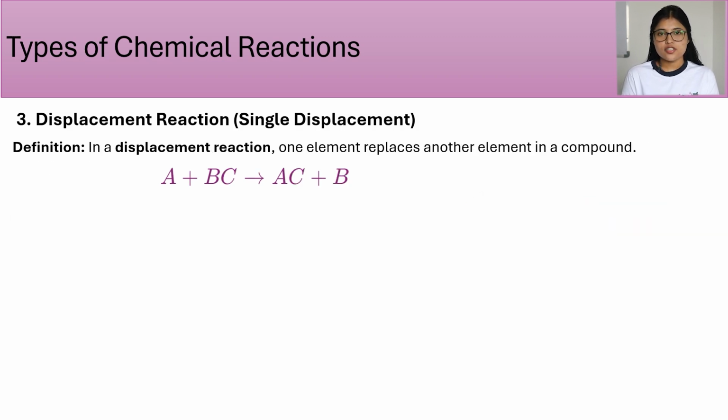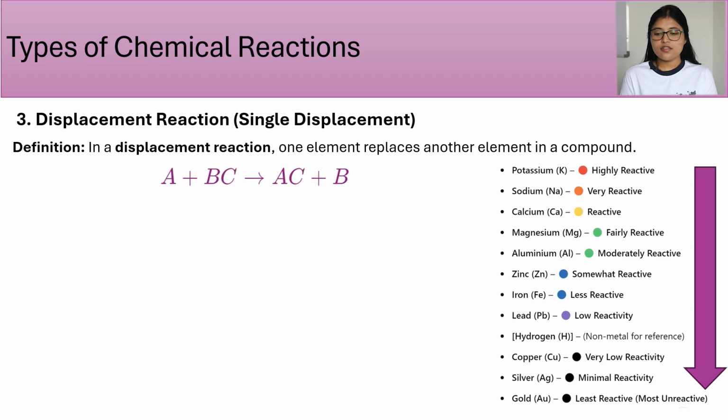The third type of reaction is the displacement reaction. We also call this a single displacement reaction. In a displacement reaction, one element replaces another element in a compound. An example can be seen here where we write this as A plus BC gives AC plus B. In order to understand which element replaces another, we can take a look at the reactivity series that we can see here. As we can see, the elements are listed from highly reactive to non-reactive elements. In a compound, when we react these elements together, a highly reactive element replaces the less reactive element.